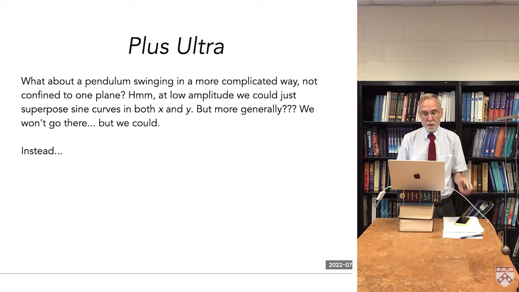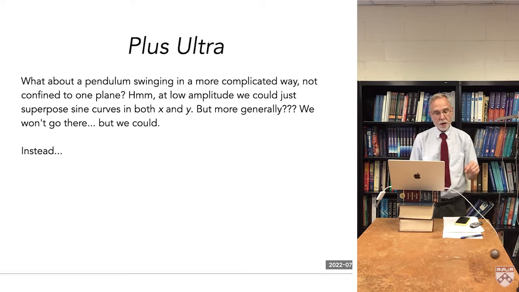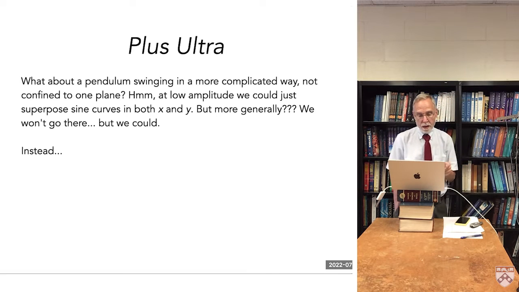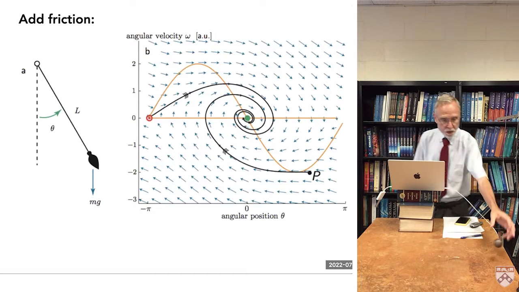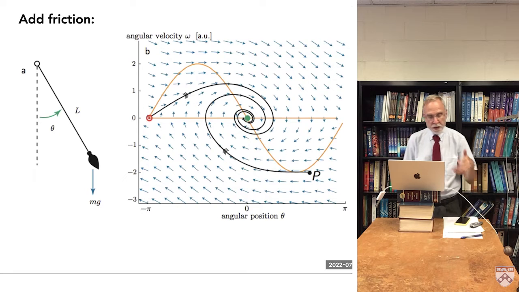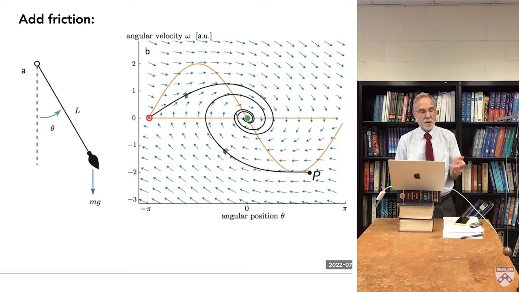What about a pendulum swinging in some more complicated plane? Like here's one where it's going around in circles. And we can do problems like that with higher dimensional phase portraits. What if there's friction? It's no problem to add friction. I just add another term to one of the equations of motion saying that there's a force opposite to the velocity, proportional to the velocity. And here's the phase portrait.